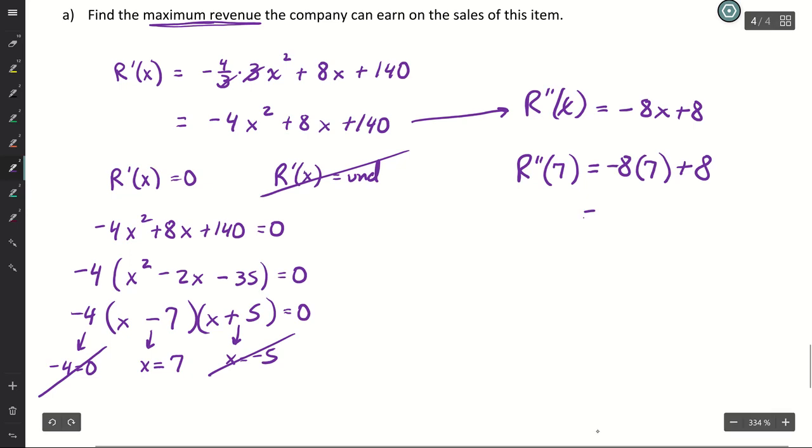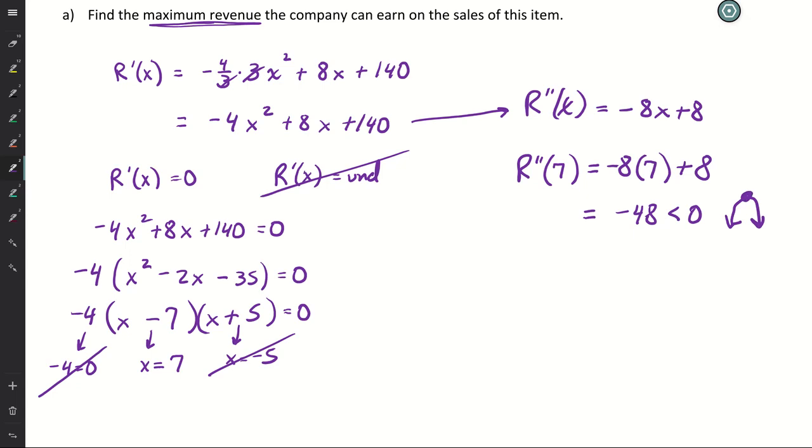All right. On this particular one, evaluating there, you get negative 48. We notice here that that is less than 0, which is going to mean I have downward concavity, which means I will indeed have a maximum. Okay, so x equals 7 is going to produce a maximum.